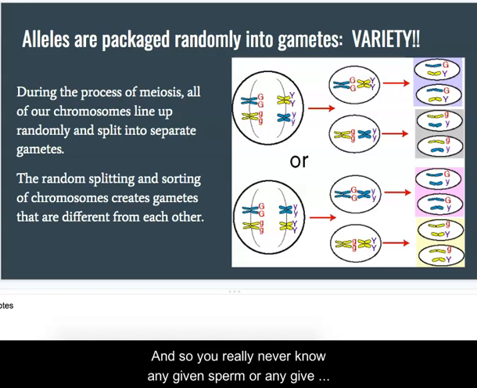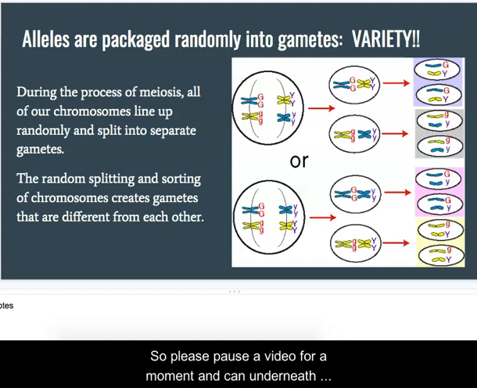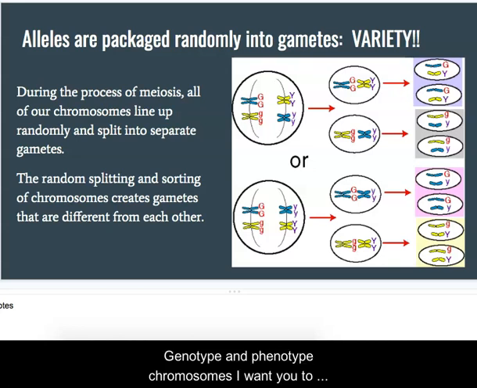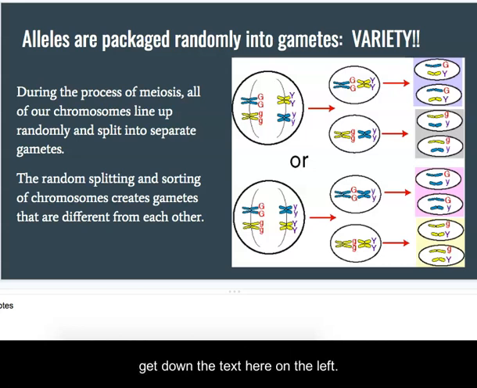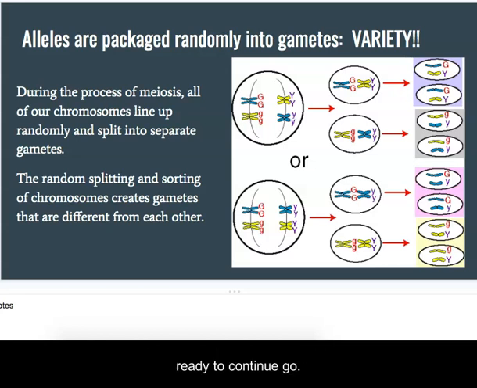And so you really never know, any given sperm or any given egg ends up with a different combination of traits, or chromosomes that will lead to traits. They're not all identical. So please pause the video for a moment and underneath where you drew the pictures of the genotype and phenotype chromosomes, I want you to get down the text here on the left. I know it seems like a lot, but they're important notes to have. So just pause, write that down, and when you're ready to continue, go ahead.